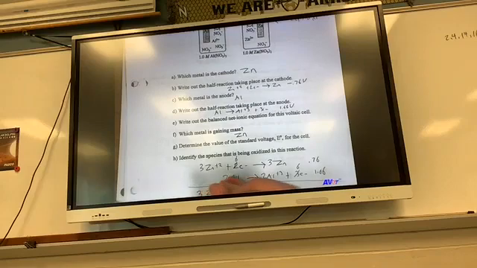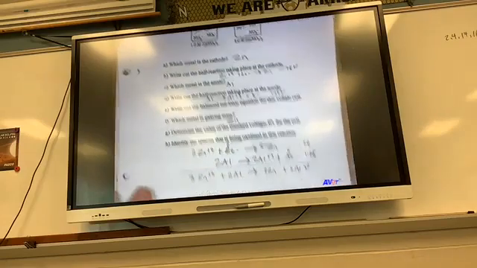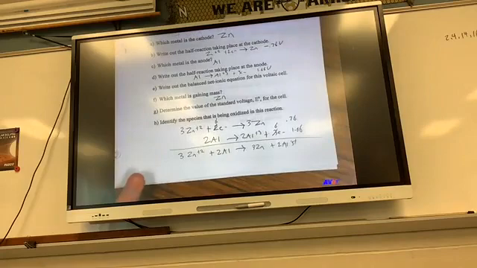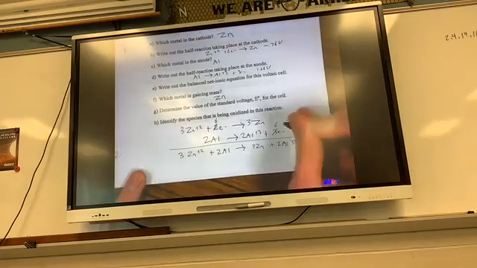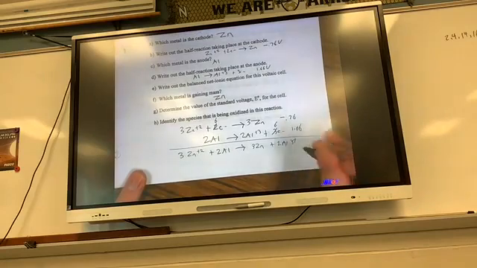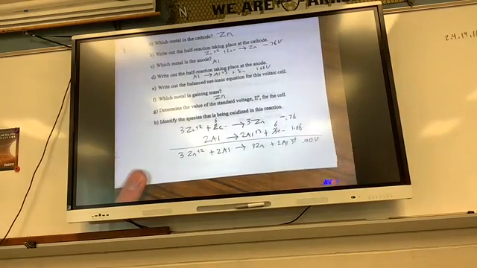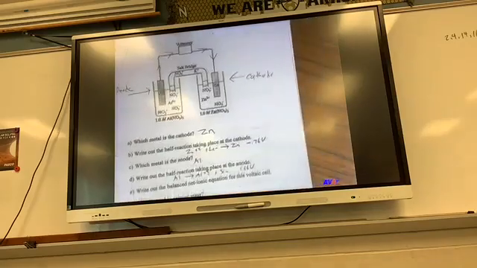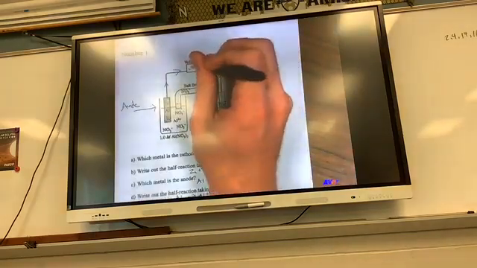So I have 3 Zn2+ plus 2 Al yields 3 Zn plus 2 Al3+. Add up my voltage. This should be negative 0.76 plus 1.66. What did you guys get? 0.90 volts. So I would write that up here if you wanted to. This gives me 0.90 volts.